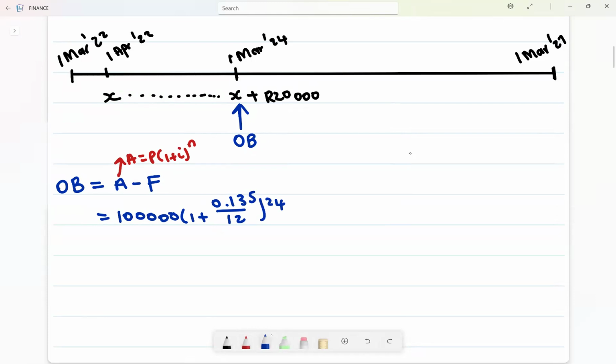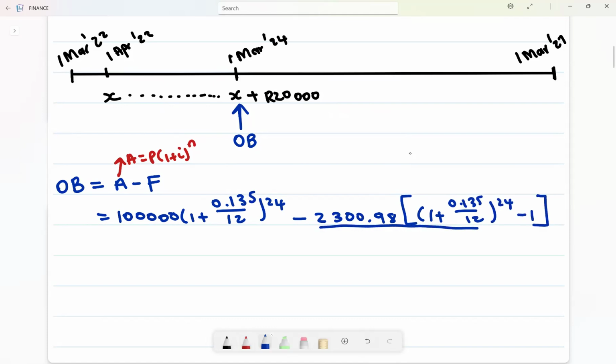And I need to subtract how much you've been paying for that 24 months. So we're gonna use future value because you've been paying. So we're gonna say you've been paying 2,300.98, and then 1 plus I, which is 0.135 divided by 12, to the power of 24 minus 1. And then I need to divide that by my interest.